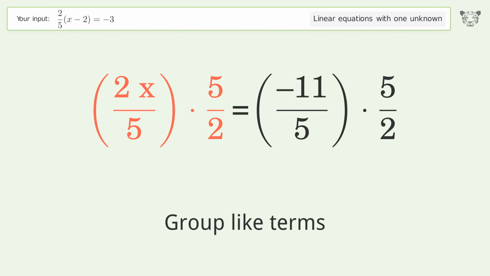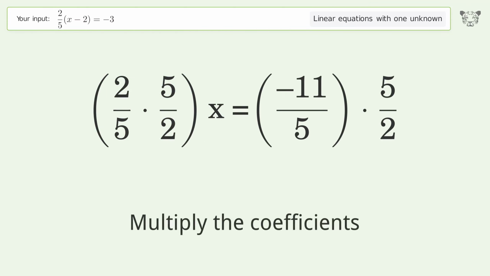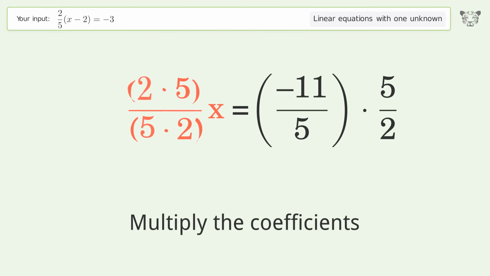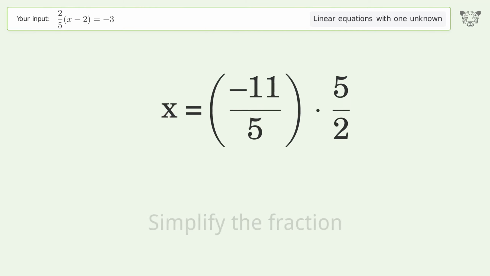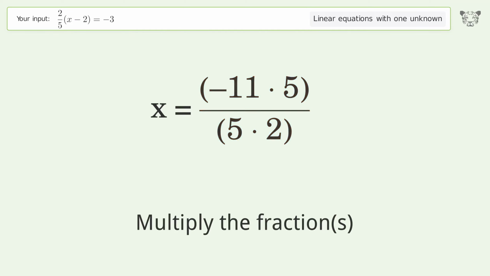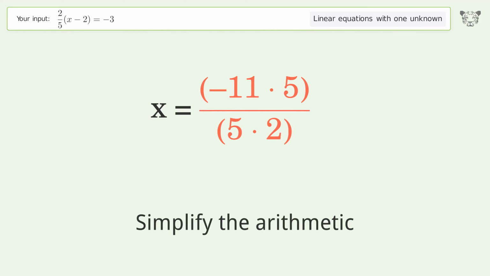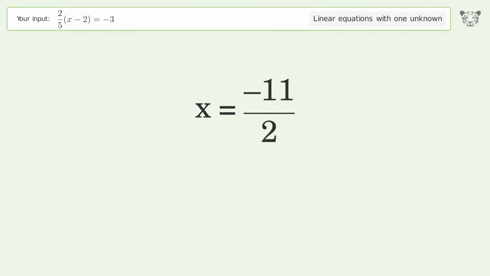Group like terms. Multiply the coefficients. Simplify the fraction. Multiply the fractions. Simplify the arithmetic. And so the final result is x equals -11/2.